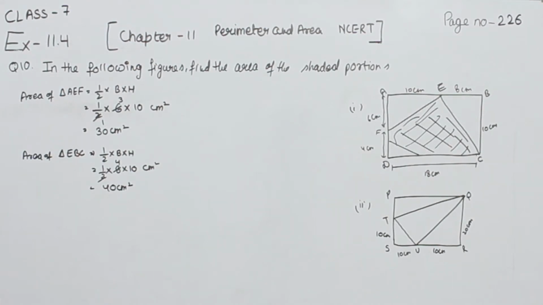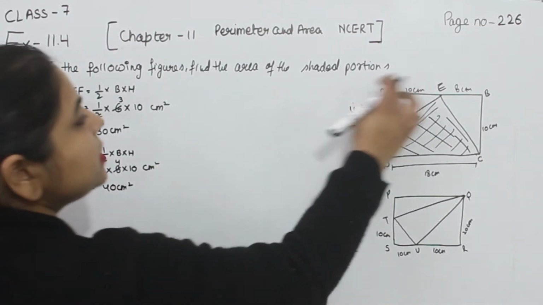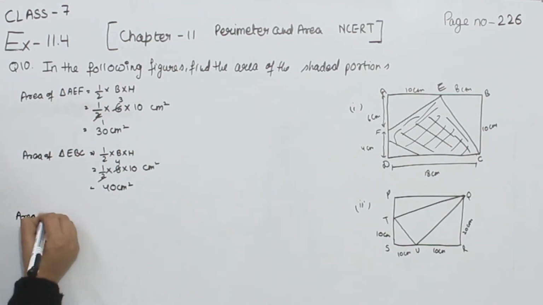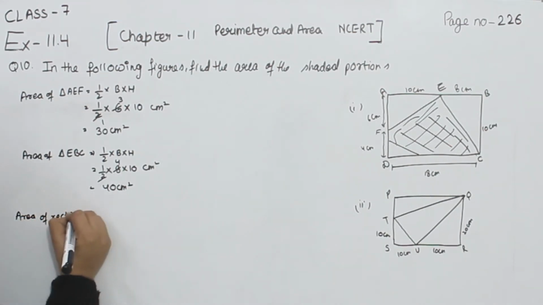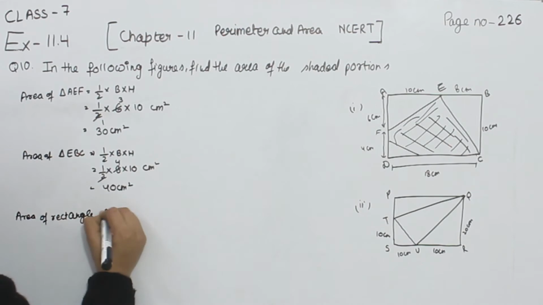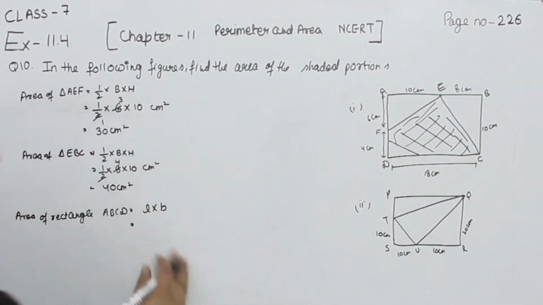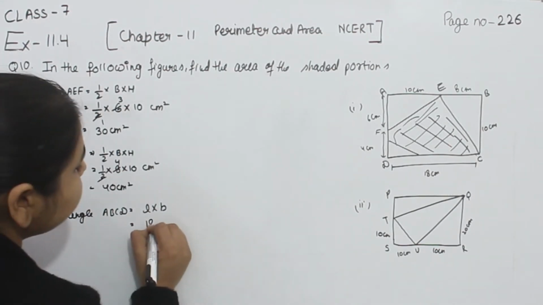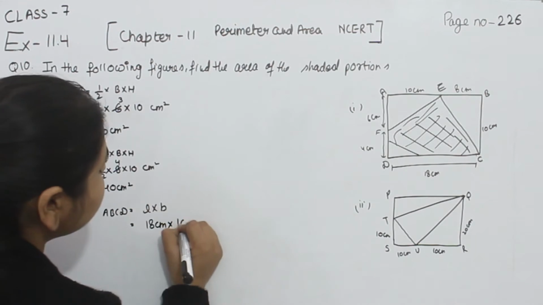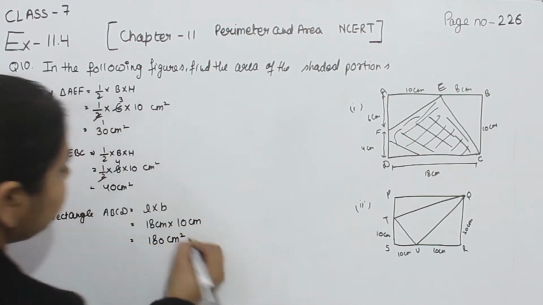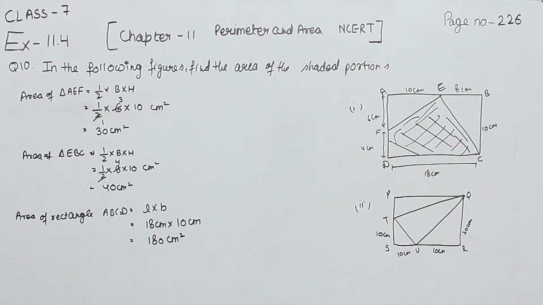Now we are going to find the area of rectangle ABCD. This is the ABCD. So area of rectangle ABCD will be L into B. So the length we are having 18 centimeter and the breadth we are having 10 centimeter. So the area is 180 centimeter square.